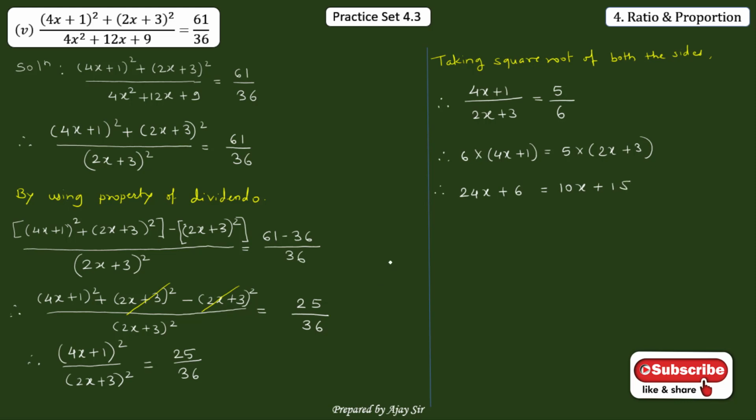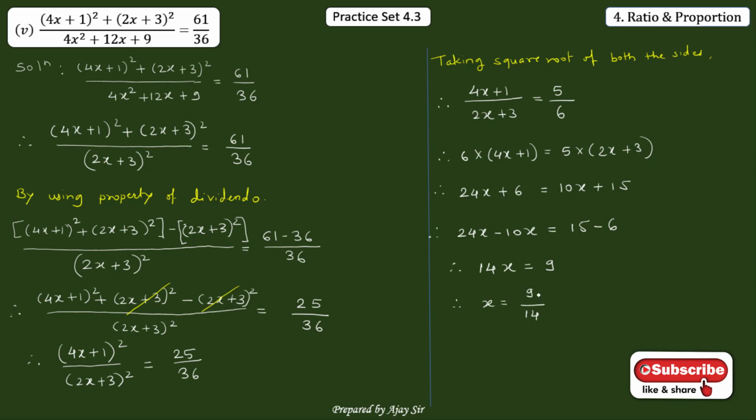Now here 24 is the bigger number and 15 is the smaller number. So we keep 24x on this side, and 10x we write here as minus 10x, and 15 we keep here only, and this 6 we move here as minus 6. So 24 minus 10 is 14x, and 15 minus 6 is 9. Therefore x is equal to 9/14.